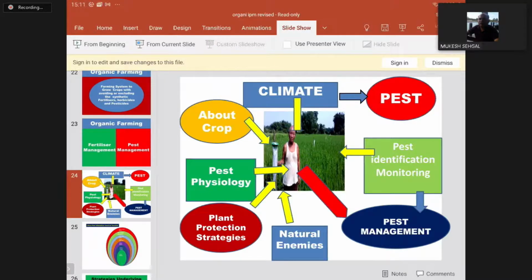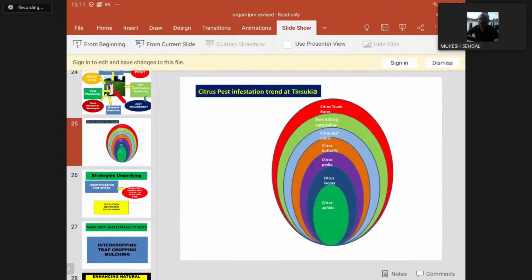So what I did in Tinsukia, I developed the pest calendar. Likewise, I developed the rice pest calendar for UP. So now you know in which month which pest will be appearing, and what the weak points are. We will be ready for our forewarning system, that this pest will come and we have to take these precautions.